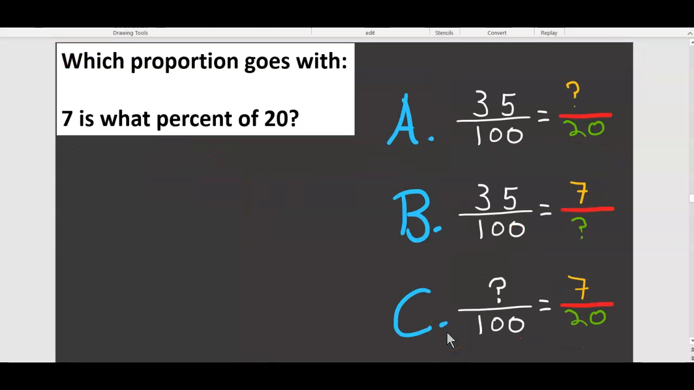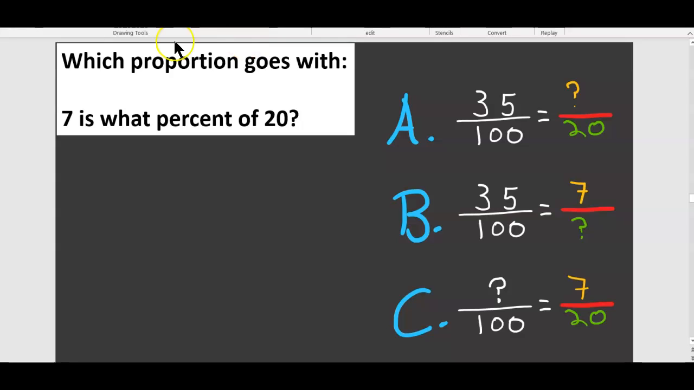Okay, try this. Which proportion goes with 7 is what percent of 20? Take a look. Pause the video. We've not got all day. Take your time. Hurry up. It's already 26 minutes into the video. If you're still here, you're awesome. And you're probably awesome if you're not here too. Just saying. But I feel like you're more awesome if you're still here. I could be wrong.